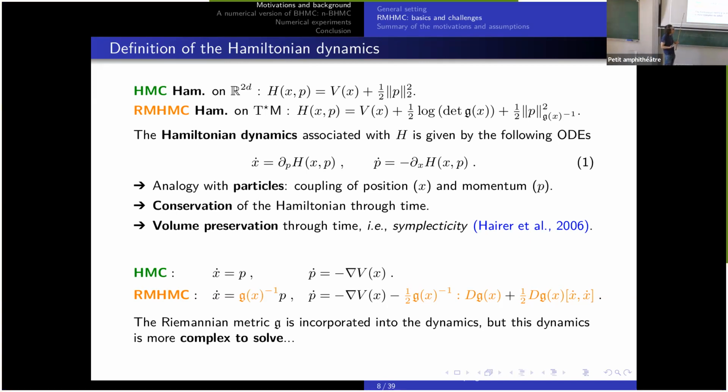And here it's a bit more complicated, of course. In particular, if you write the Hamiltonian dynamics associated with the Hamiltonian function I just defined before, you end up with the differential equation satisfied by the position, where the metric now enters: g of x to the minus 1 times p. Whereas for the momentum, it is not that bad, because you still have just a function of the position. The main difficulty will be there, because compared to traditional Euclidean HMC, where the position dynamics just involve the momentum, you now have a nonlinear function of the position and the momentum.